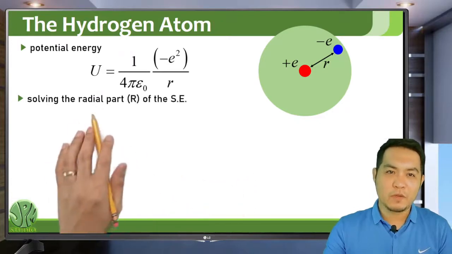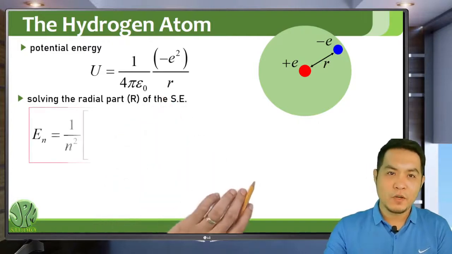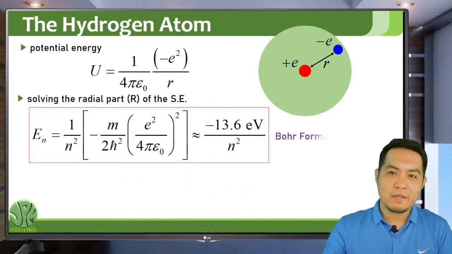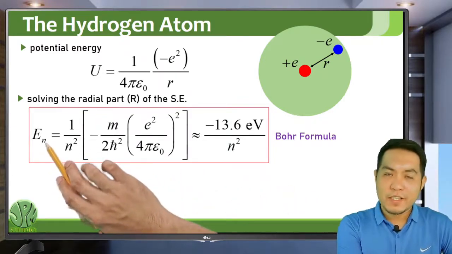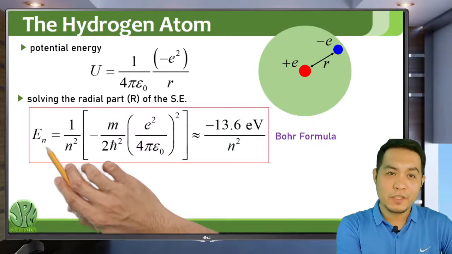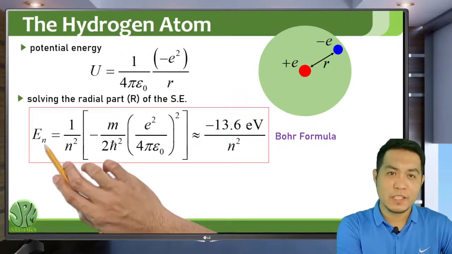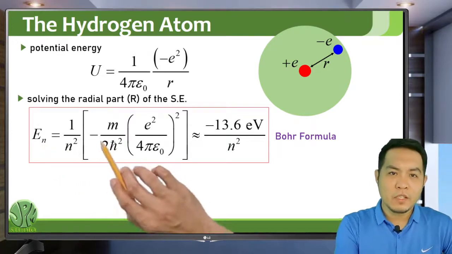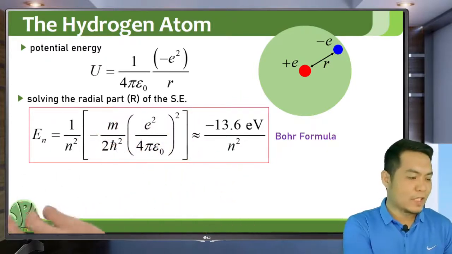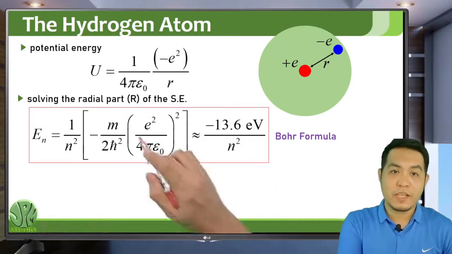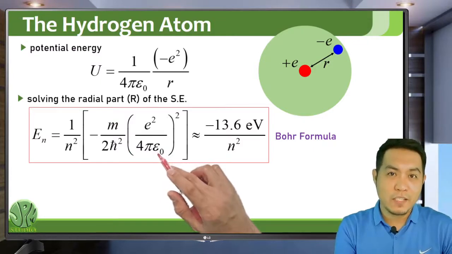And if we try to solve just the radial part of the Schrodinger equation using this potential energy, we can actually get the energy levels of the hydrogen atom. The energy levels, in this case, this is only true for hydrogen, only depend on the quantum number n, the principal quantum number. It's independent of l. So 1 over n squared, and the terms in the square bracket here are all constants. m is the mass of the electron, e is the charge of the electron, h bar is the reduced Planck's constant, epsilon naught is the permittivity of free space.